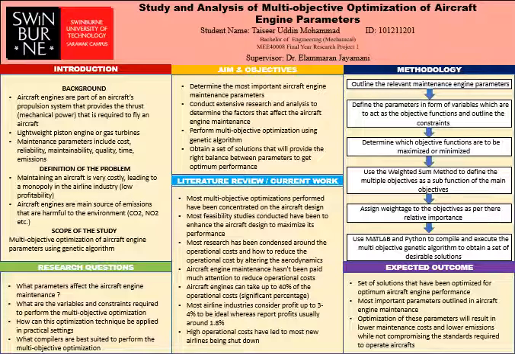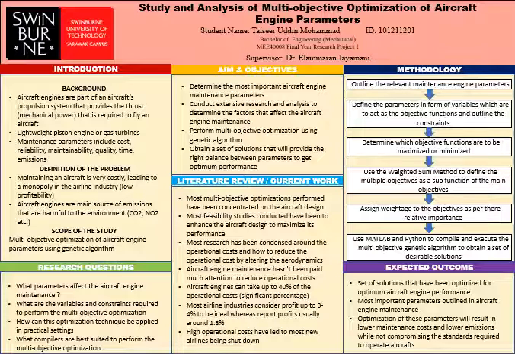Moving on to the aim and objectives. The main objectives were to determine the most important parameters in aircraft engine maintenance, conducting extensive research and analysis to determine factors that affect aircraft engine maintenance, performing the optimization, of course, using a genetic algorithm, and obtaining a set of solutions that will satisfy or get us our desired outcome.